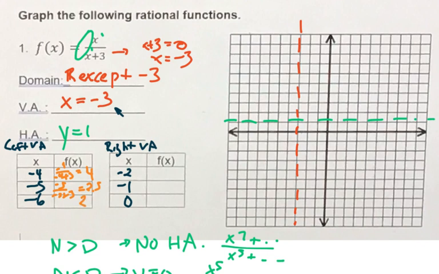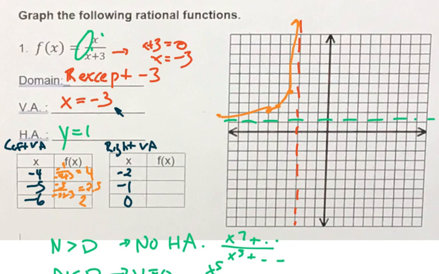So let's do this left half first. So I plot these points. So the point negative 4, 4, negative 5, 2.5, and negative 6, 2. So when I connect these points, I cannot cross my asymptotes, so I just get really, really close. You kind of follow the lines, or the directions of your vertical asymptotes and your horizontal. So we do the same thing with the right side.